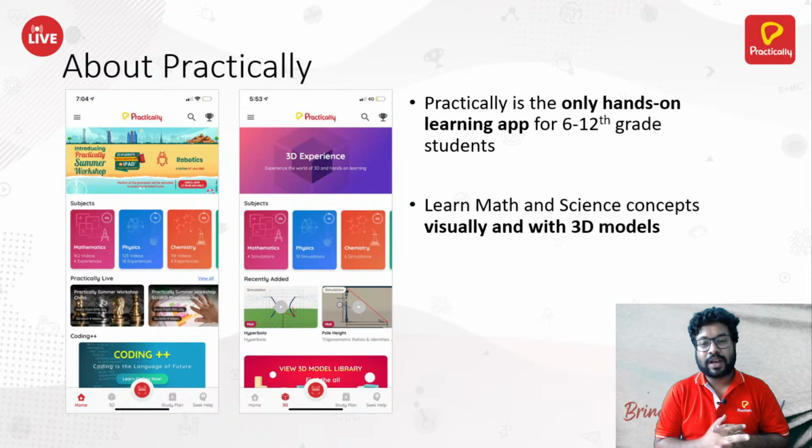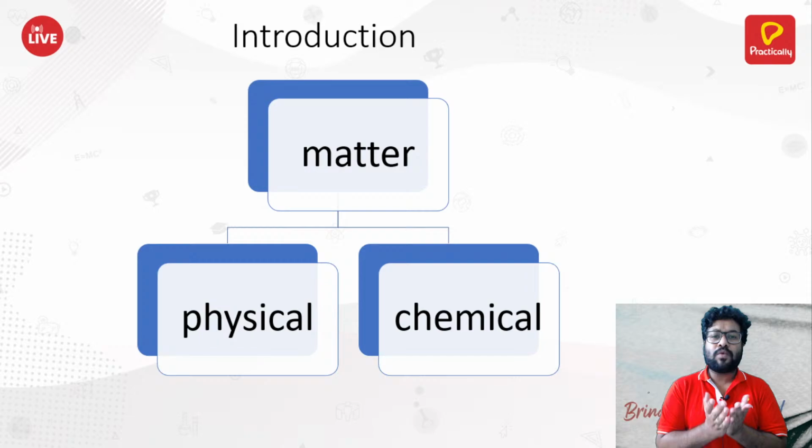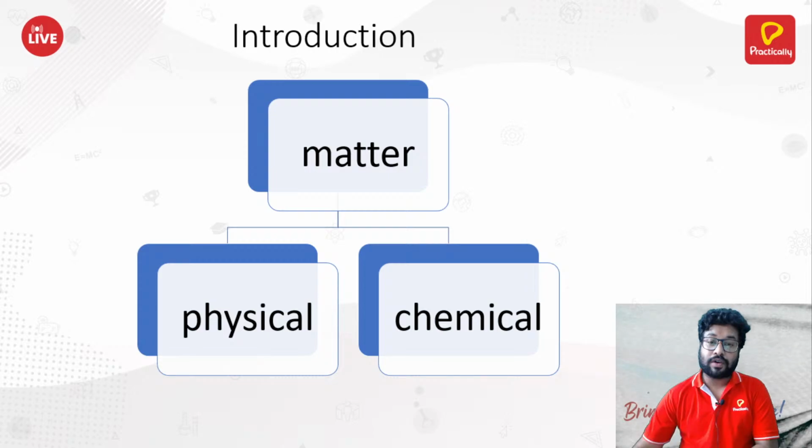Hi everyone. Okay, let's start. So the first thing is our introduction. Matter. Now what is matter? Anything which occupies space and has a mass will be called matter. So anything which occupies space, has a mass and can be felt by our physical senses is called matter.